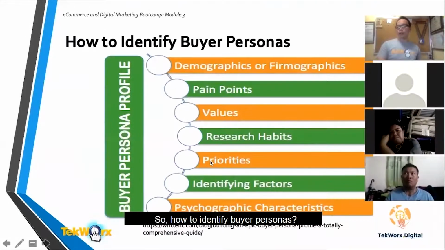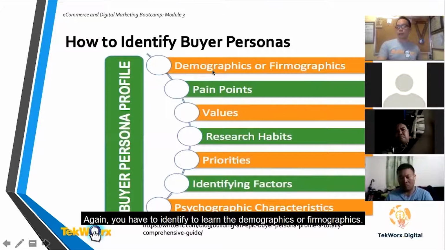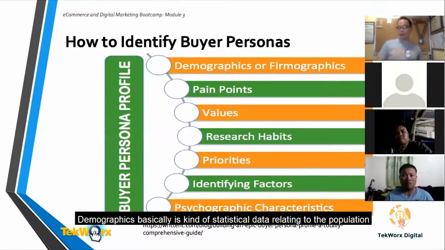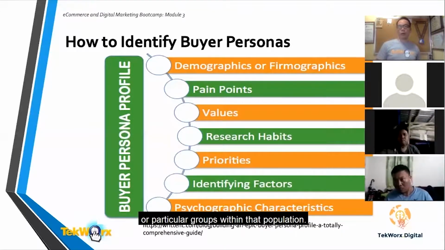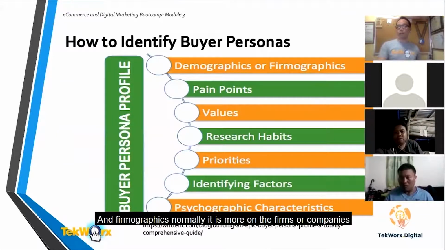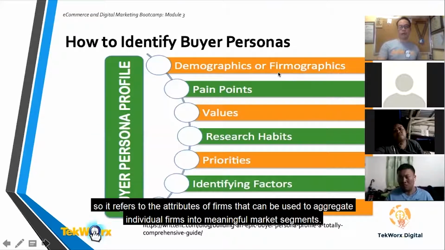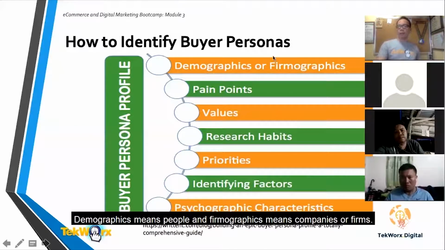So how to identify buyer personas? Again, you have to learn the demographics or firmographics. Demographics basically is statistical data relating to the population or particular groups within that population. And firmographics, normally, is more on the firms or companies. So it refers to the attributes of firms that can be used to aggregate individual firms into meaningful market segments. Demographics means people, and firmographics means companies or firms.